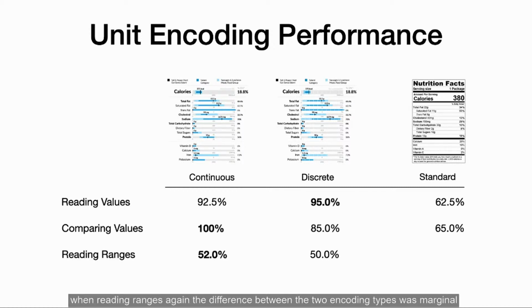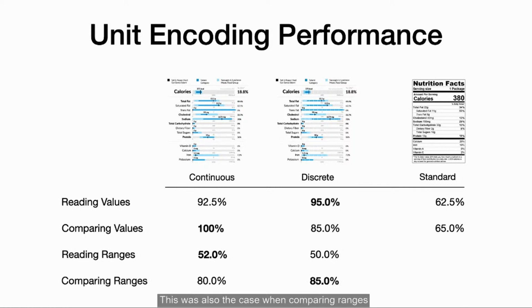When reading ranges, again, the difference between the two encoding types was marginal. This was also the case when comparing ranges.